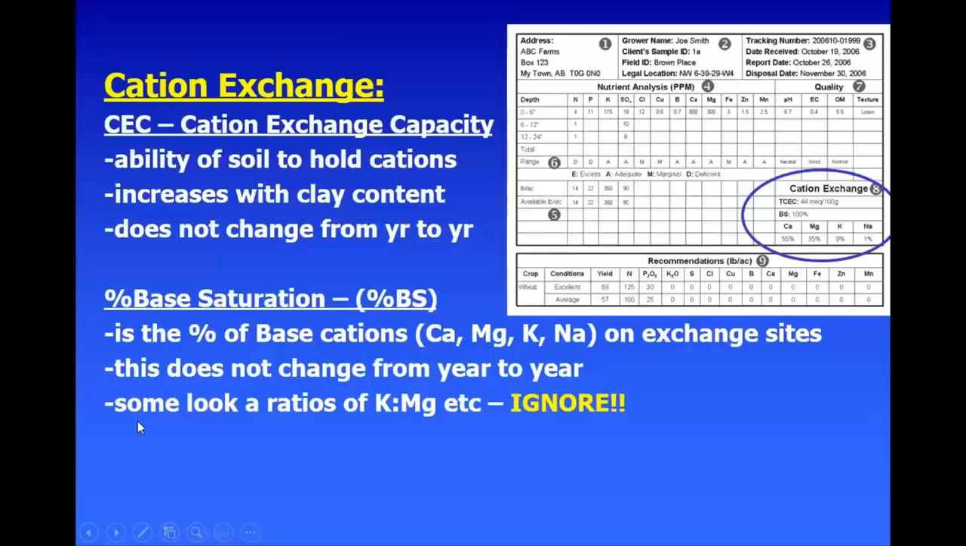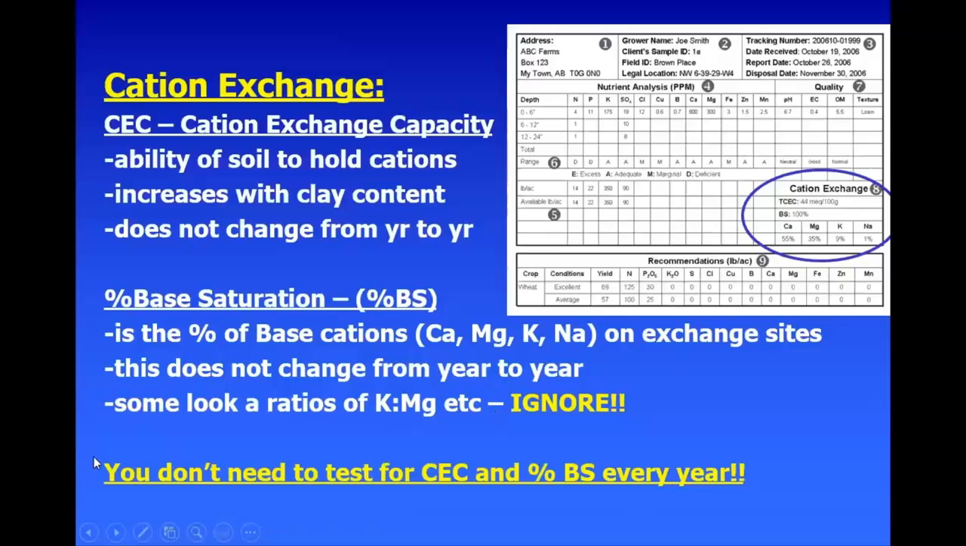And then some labs will actually give you ratios, for example, the ratio of potassium to magnesium. For Western Canada, I say ignore those values. They are absolutely meaningless. Some agronomists will use them to make recommendations, and in my opinion, that's a very, very flawed way of making recommendations to farmers. I'm always very concerned when I hear agronomists doing that for farmers in Western Canada. Something that I definitely would not recommend. So as a bottom line, it's not necessary to test for cation exchange capacity or base saturation every year. It's not something that's going to change as long as you're going back to the same location in your field.